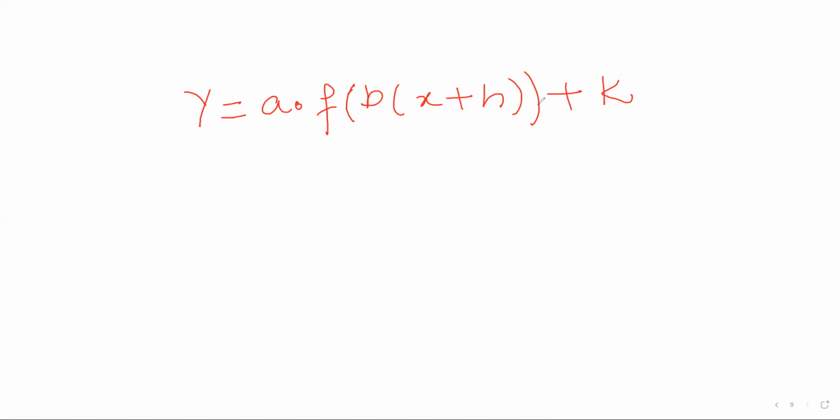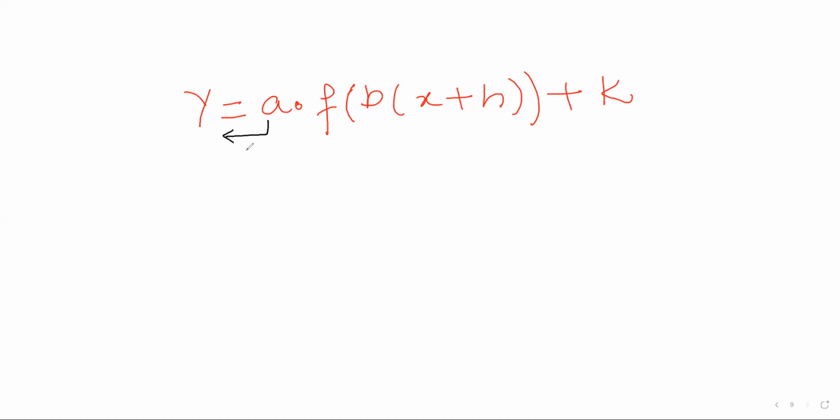X plus H plus K. Shh, be quiet. So open the light. No, I'm studying. So do we still have time? We have the time to continue?